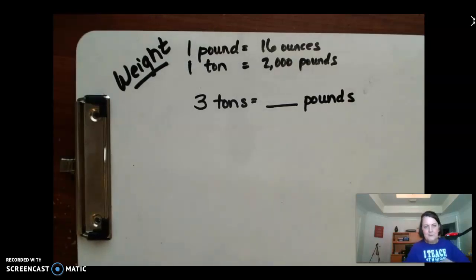All right, boys and girls, here we are. This time we're going to be learning how to convert weight. Weight is how heavy something is or how light something is. And so here I went ahead and wrote down our rules. We know that 1 pound is equivalent to 16 ounces and that 1 ton is equivalent to 2,000 pounds.